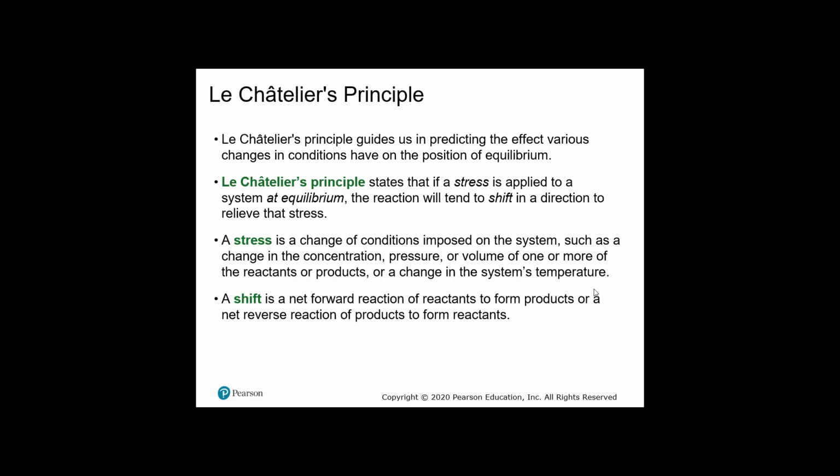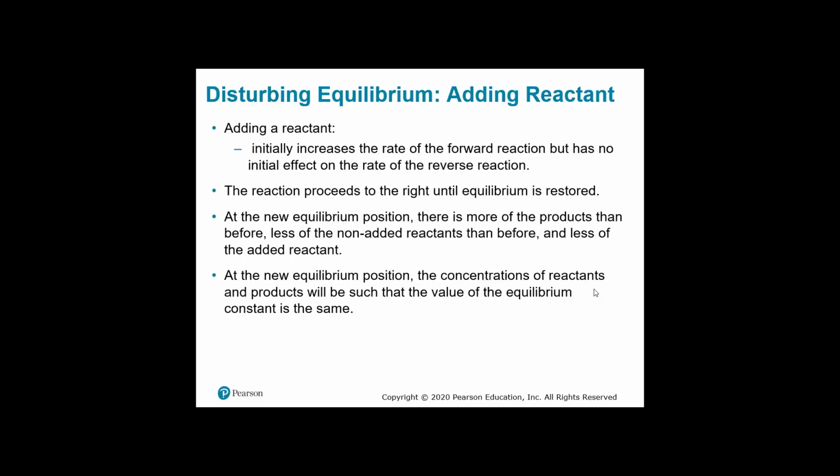So we call this a stress or stressor, and it's applied on either the reactant side or the product side, and we're going to see what happens with that. A stress is a change of conditions on the system: a change in concentration, pressure, or volume of one or more reactants or products, and the reaction's temperature. All of these are stressors that we're going to look at here.